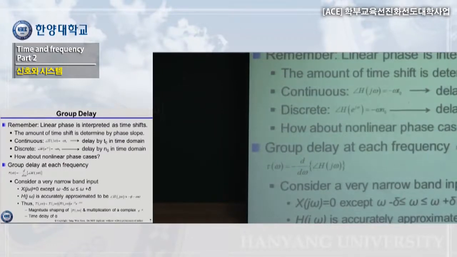What about a nonlinear phase system? We don't know, right? We don't know what happens. They shift in time, but they shift in different ratios, so we don't know what happens. So this one typically is defined only for linear phase systems, because in a nonlinear system it doesn't have much value to do it.